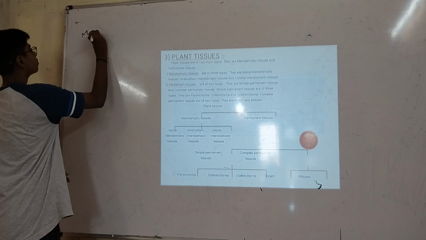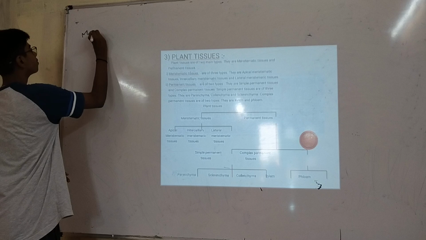And we learn about phloem. Phloem consists of sieve tubes, sieve cells, companion cells, phloem parenchyma and phloem fibers. The sieve tube and companion cell transport food from leaves to all parts of the plant. Phloem parenchyma stores food, and fibers help in support of the plant.